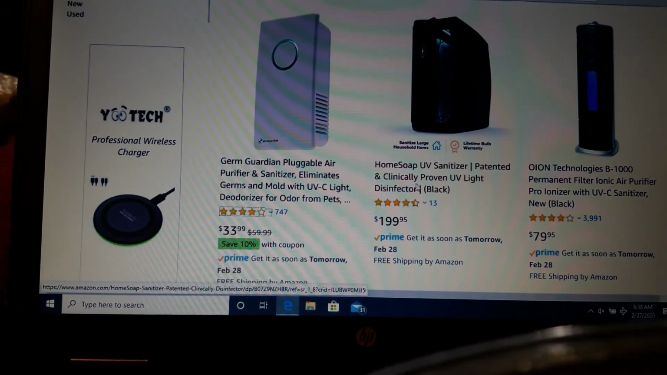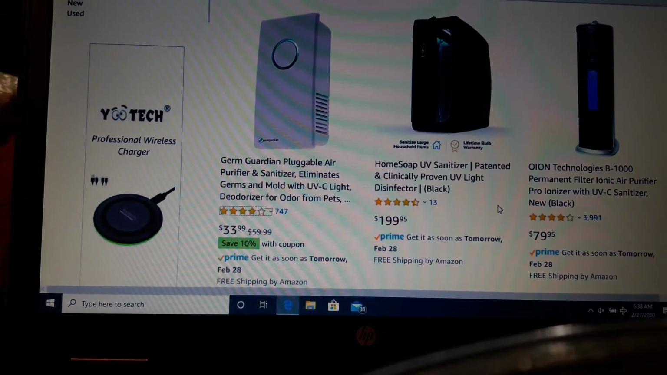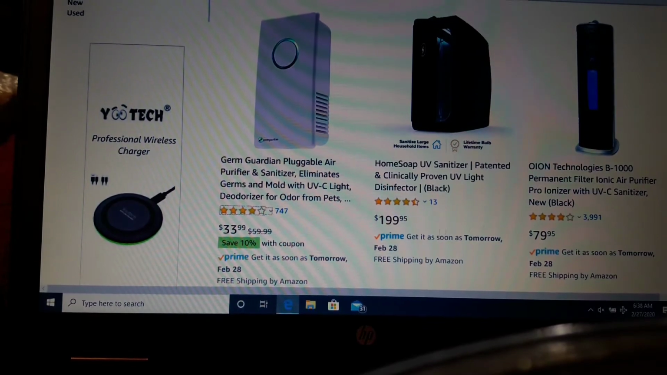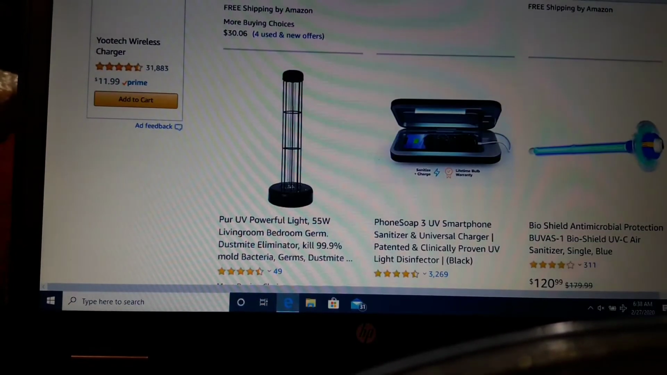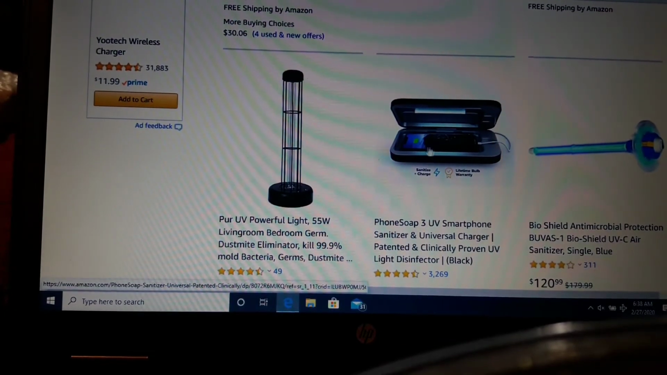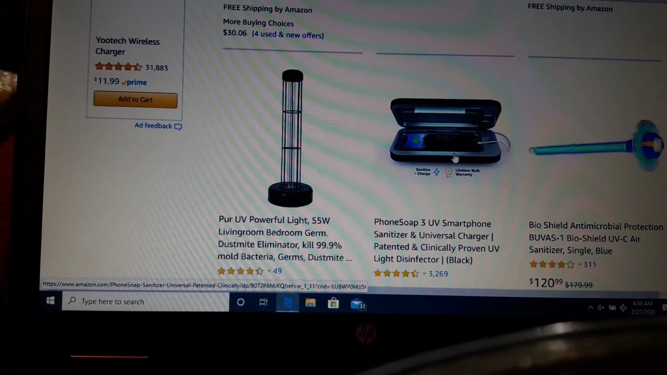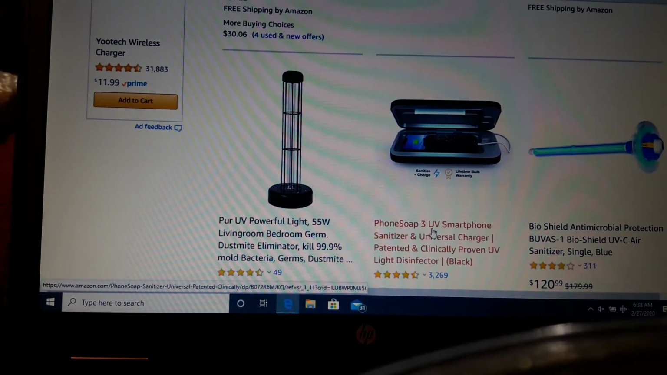Here's one that is a home soap UV sanitizer, patented and clinically proven UV light disinfector. Kind of pricey. There's another one, but this is one that you've probably seen advertised on television or something, that you can put your smartphone in, that uses just the UV rays.